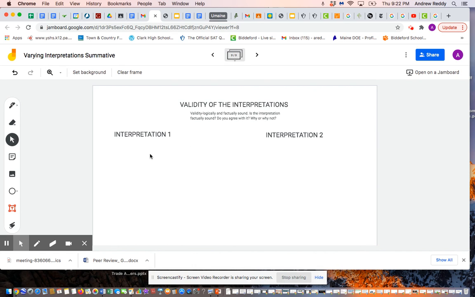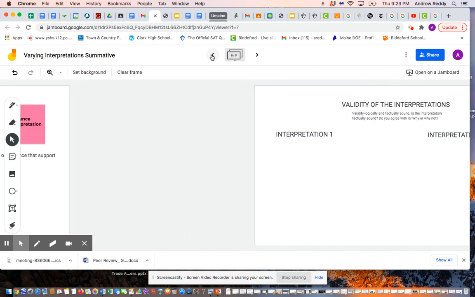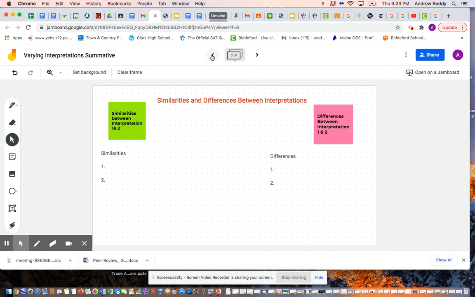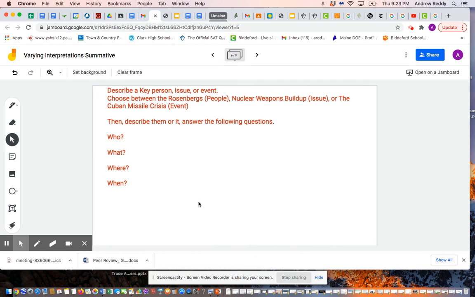Why or why not? So again, in this text box, you're simply going to type, yes, it was factually sound, or no, it's not. Yes, I agree with it, or no, I don't. But you have to explain why. And you have to do it for each interpretation of whichever you choose. Remember, it's only one thing. So typically, if we go back, you're working on 1 slide, 2 slides, 3 slides, 4 slides. Those are the 4 slides you have to work on to complete this summative assessment.